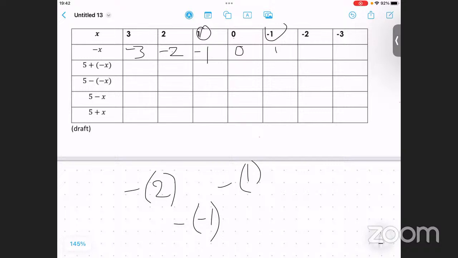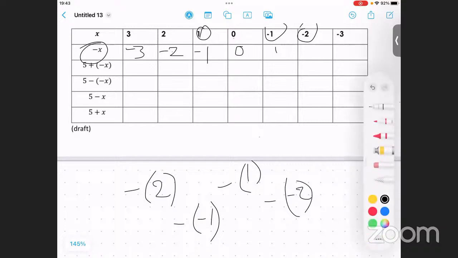And then when our x value is equal to -2, this is the expression we are using. So it's going to be minus, open bracket, -2. And then how much is it going to be?